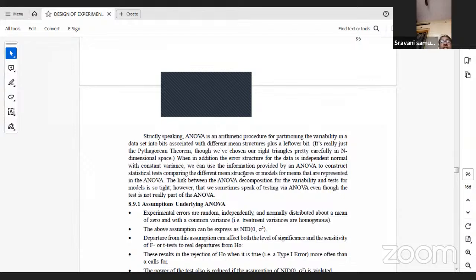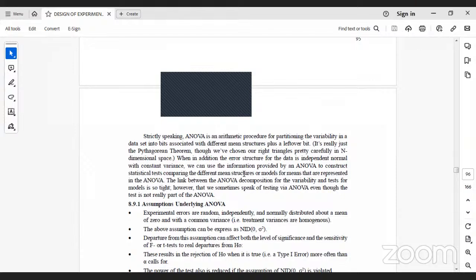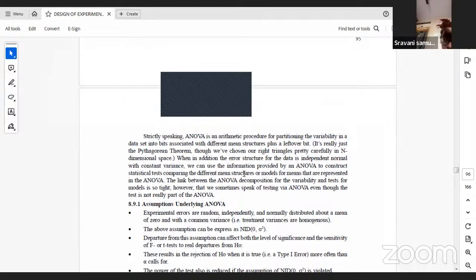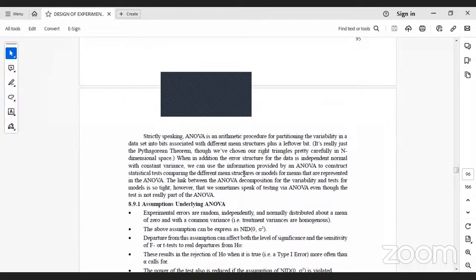AC square is equal to the sum of the squares of the two sides. AB square is equal to AB square plus BC square. Correct? Yes, sir. The Pythagorean theorem: we take right triangles in a perfectly orthogonal dimensional space, with the addition of the error structure.